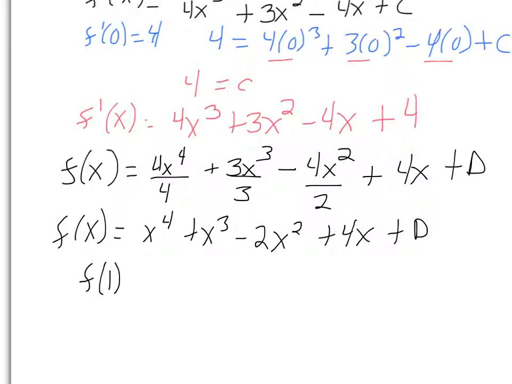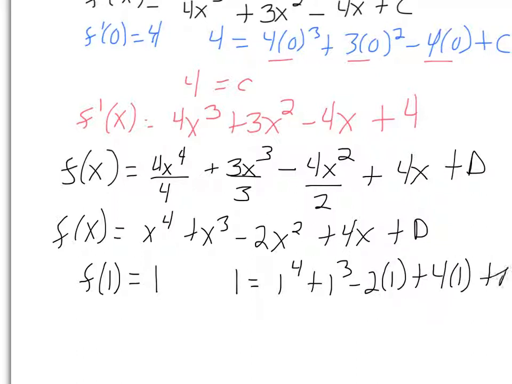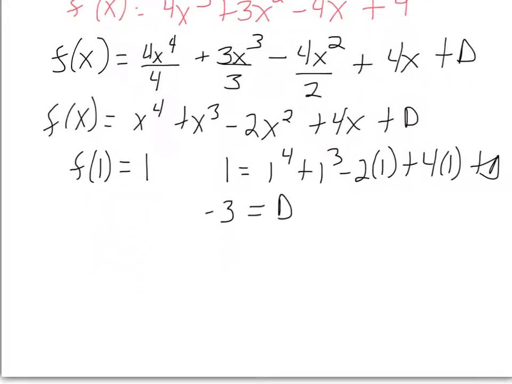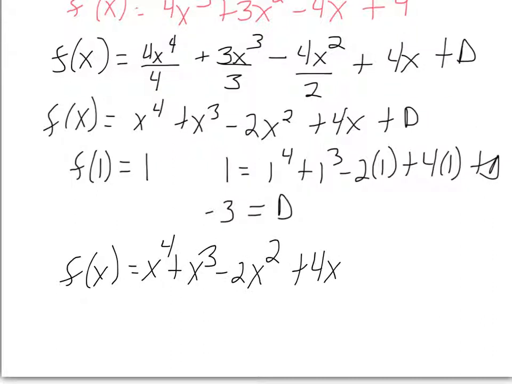All right, now I have enough information to solve because we were given in the original that f of 1 will equal 1. So I'm going to go ahead and say 1 equals and plug in a 1 for each of the x's. All right, and when I'm done with that and I simplify everything down, I end up getting d equal to negative 3. So, if d is equal to negative 3, our final answer would be f of x equals x to the fourth plus x cubed minus 2x squared plus 4x minus 3.